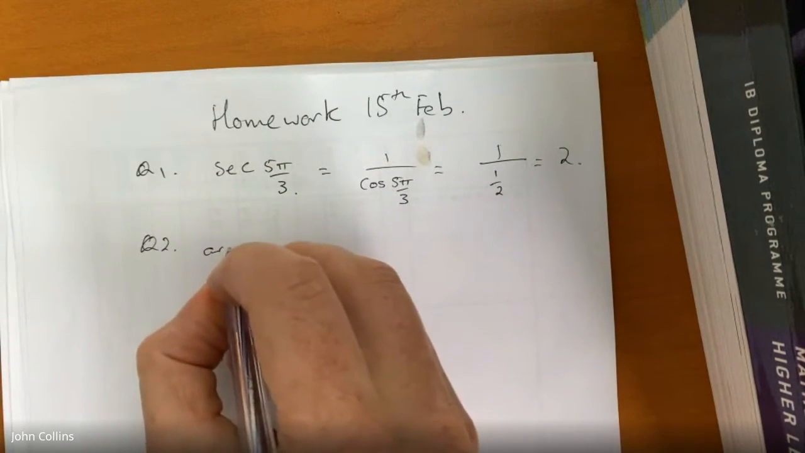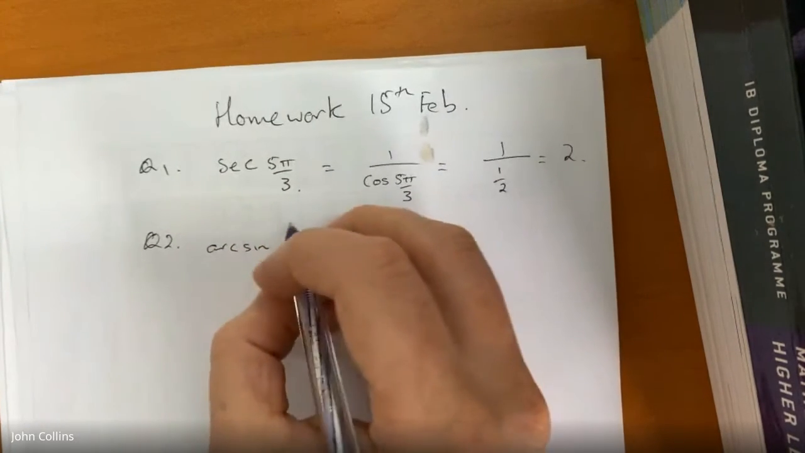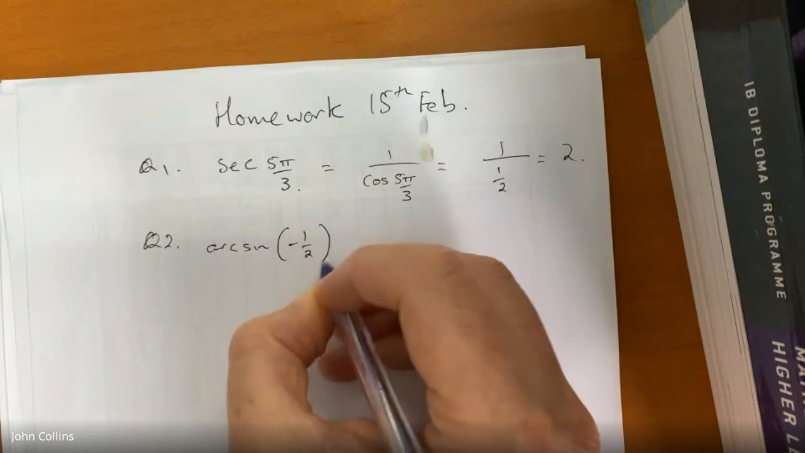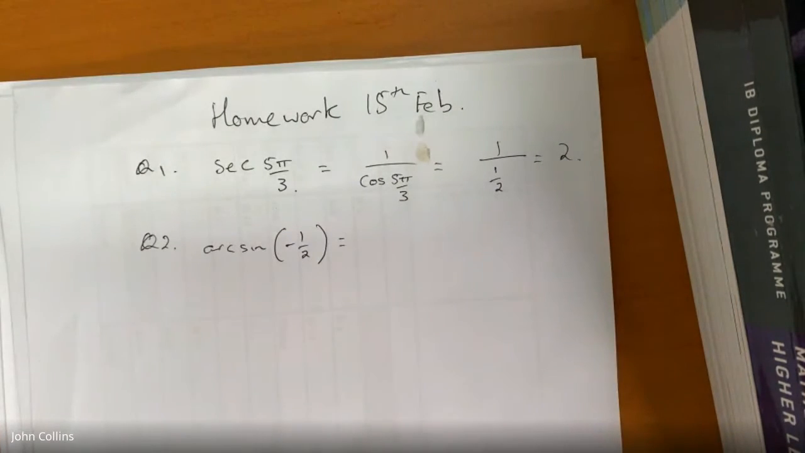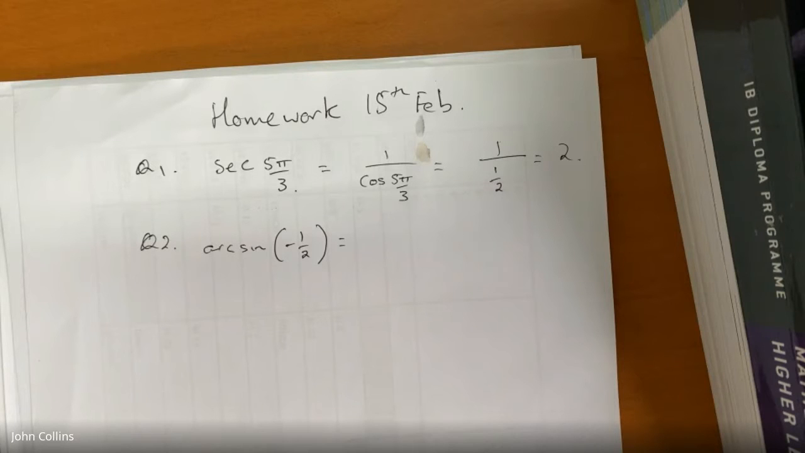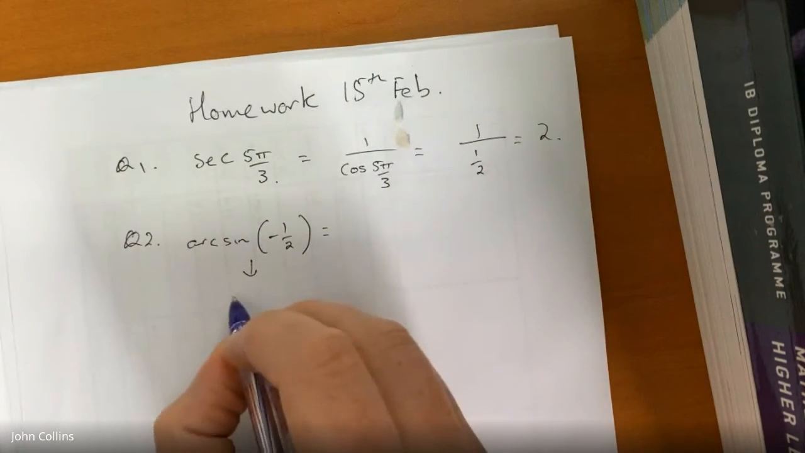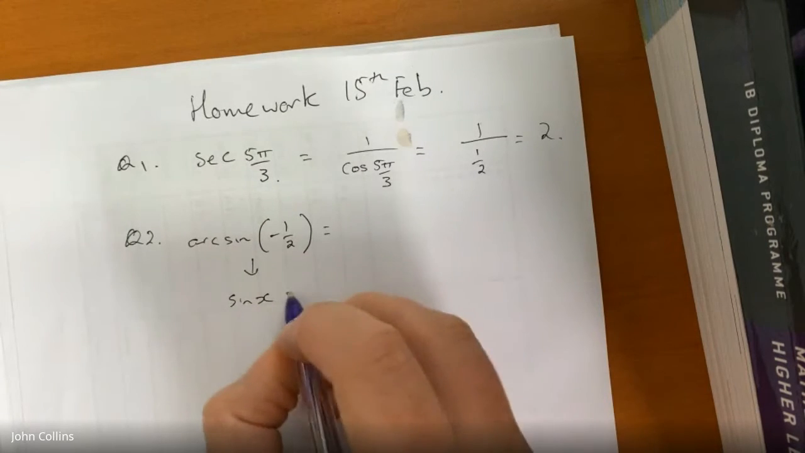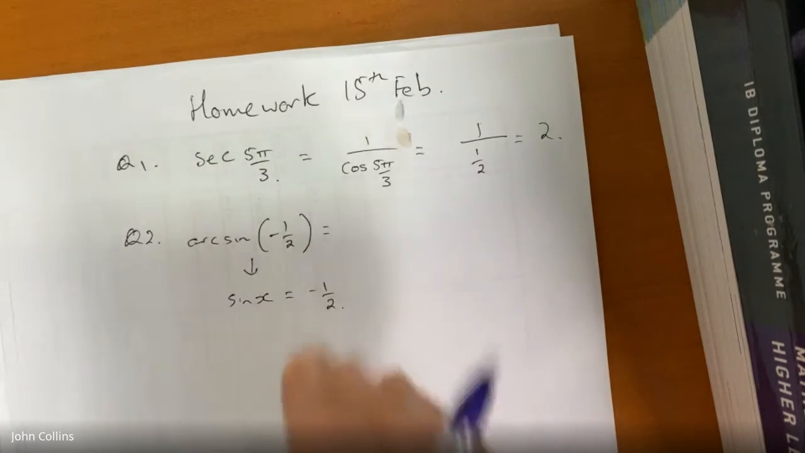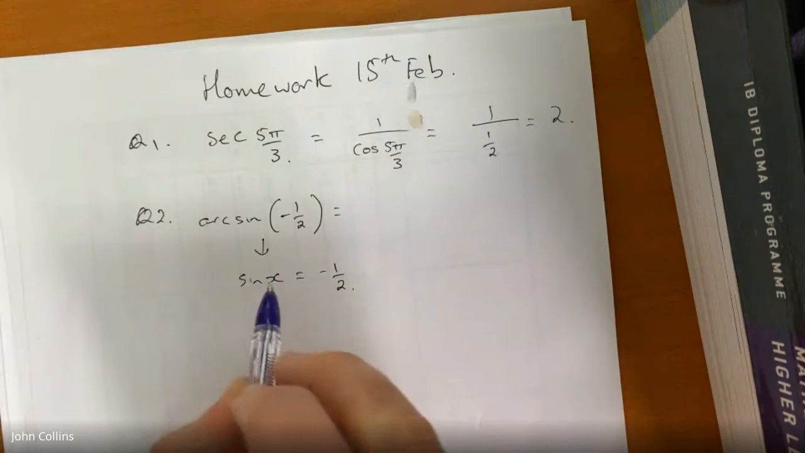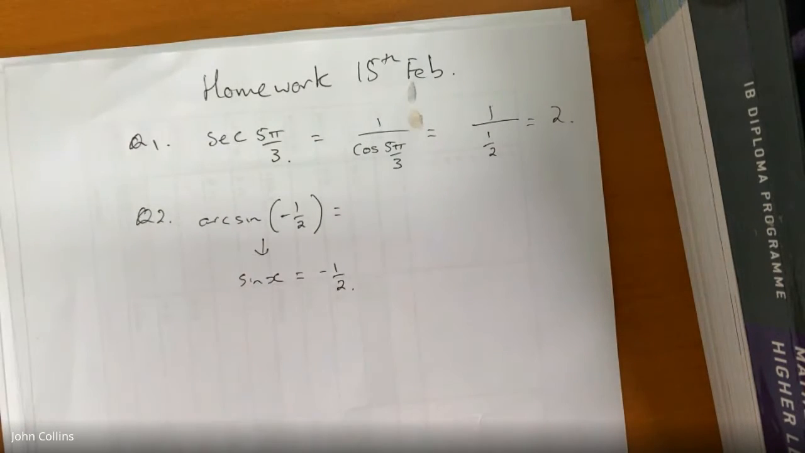Answers in radians for arc sine, so inverse sine, of minus a half. So we're looking for the angle this time. Malika, any answer there? I got negative pi over 6. Yep. So in other words, a translation of what this says is sine of an angle x would be negative a half, isn't it?